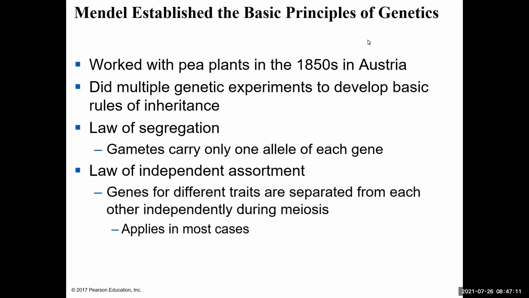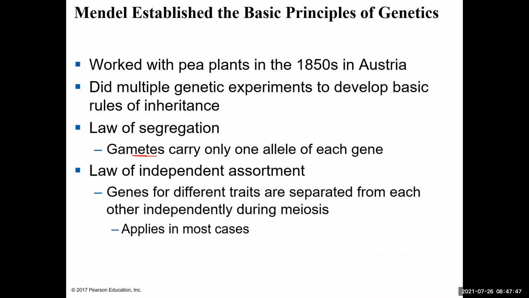And so Gregor Mendel was an Austrian monk who worked with pea plants in the 1850s. And he did a lot of experiments on these pea plants to determine how traits are passed from parent to offspring. And he came up with some basic rules of inheritance that we've already mentioned in our discussion on mitosis and meiosis. The first of those rules is the law of segregation.